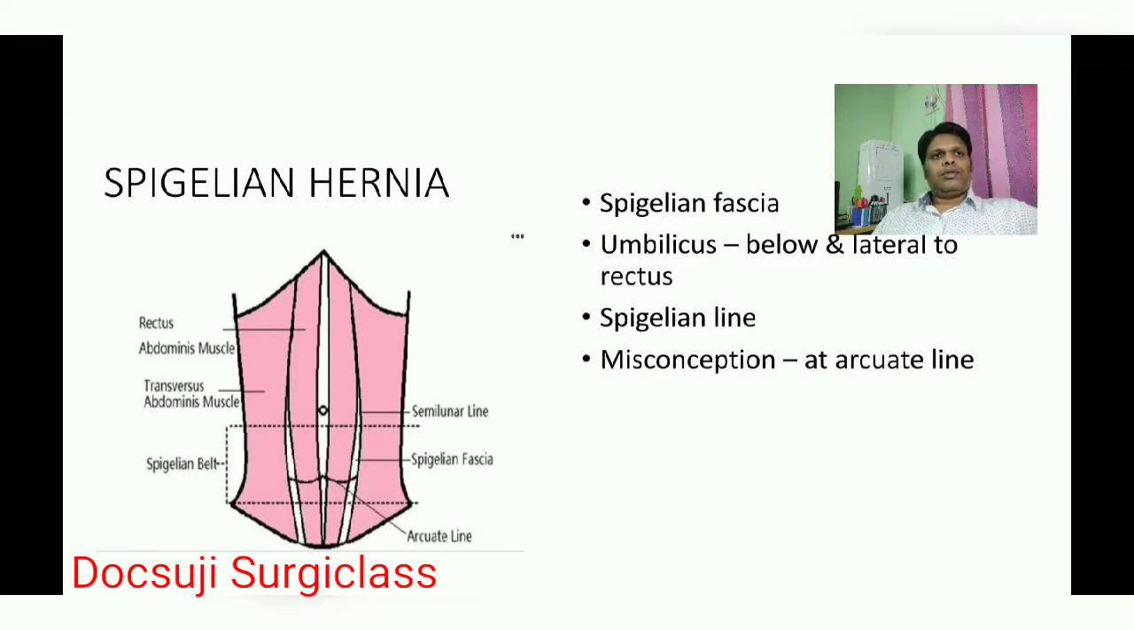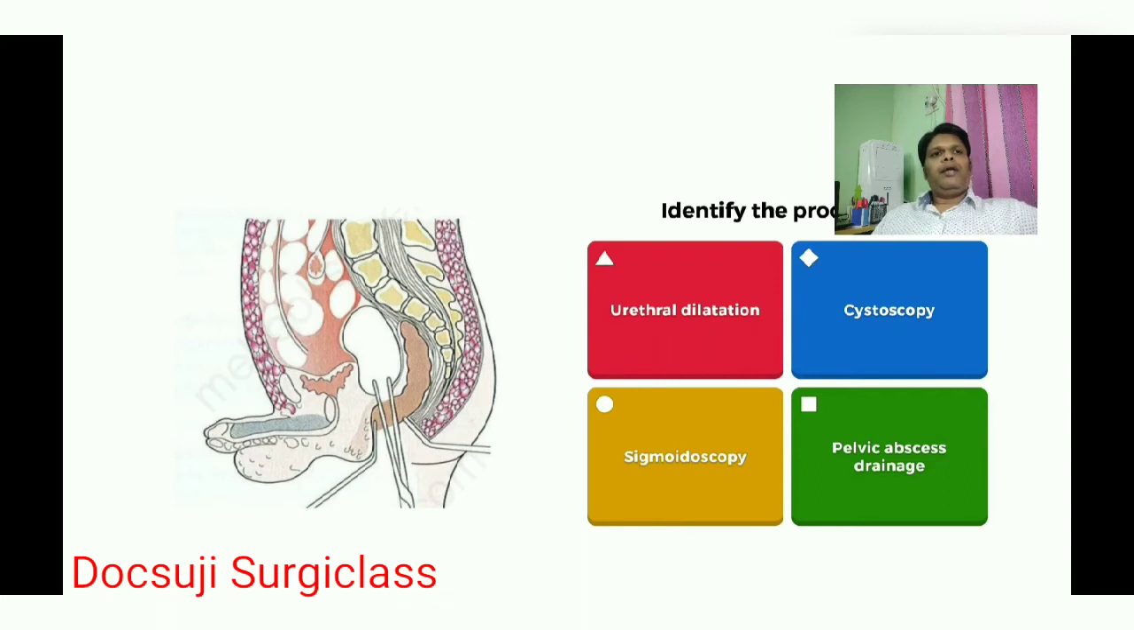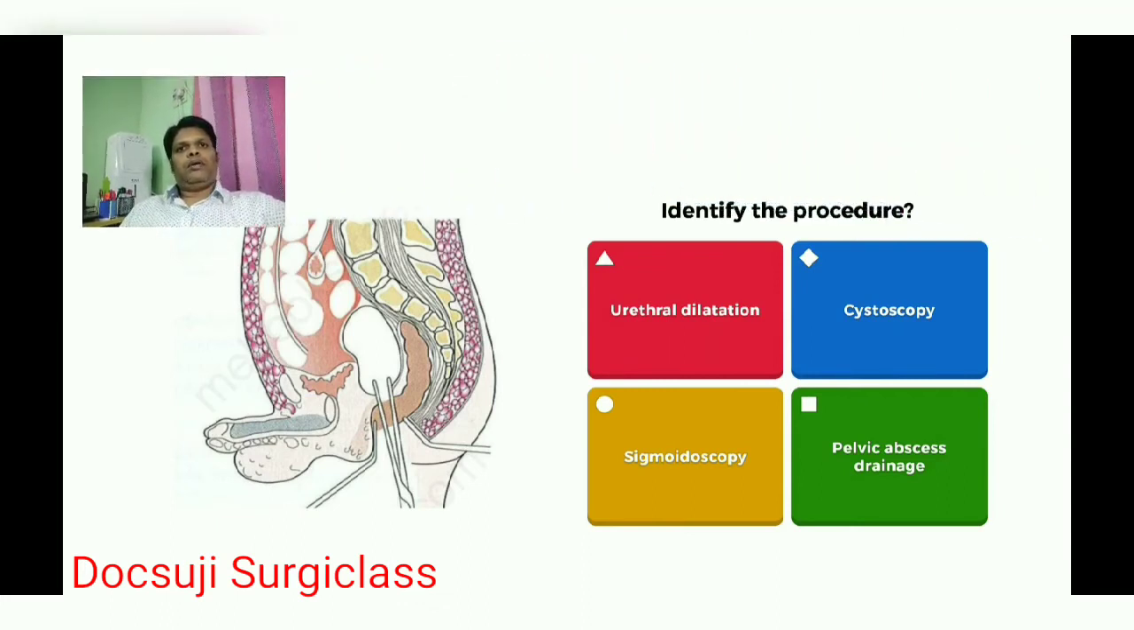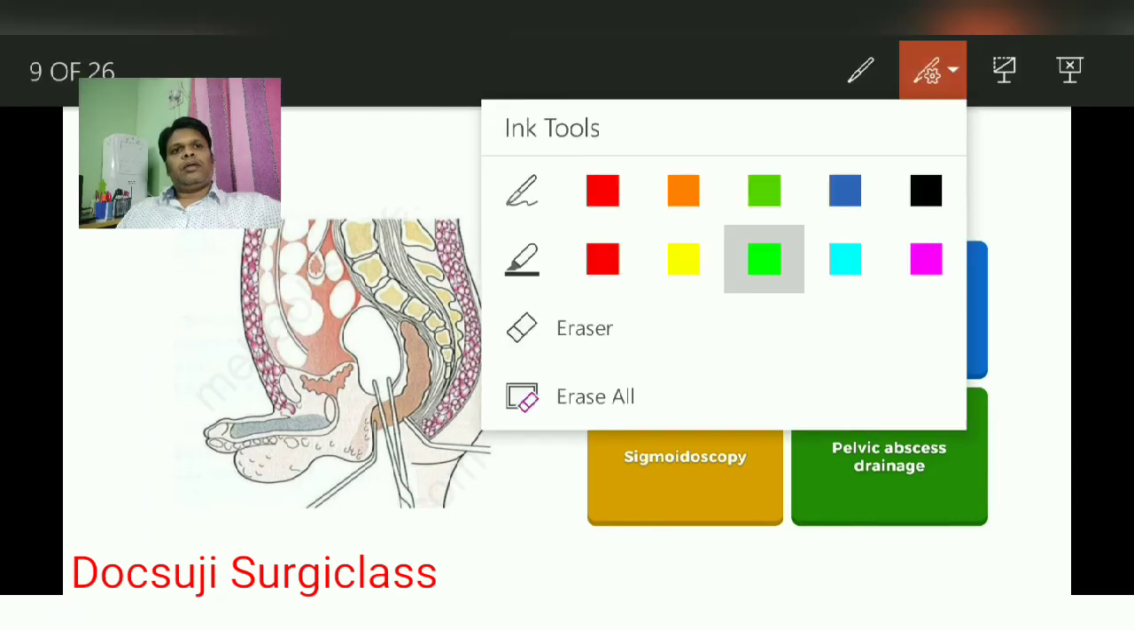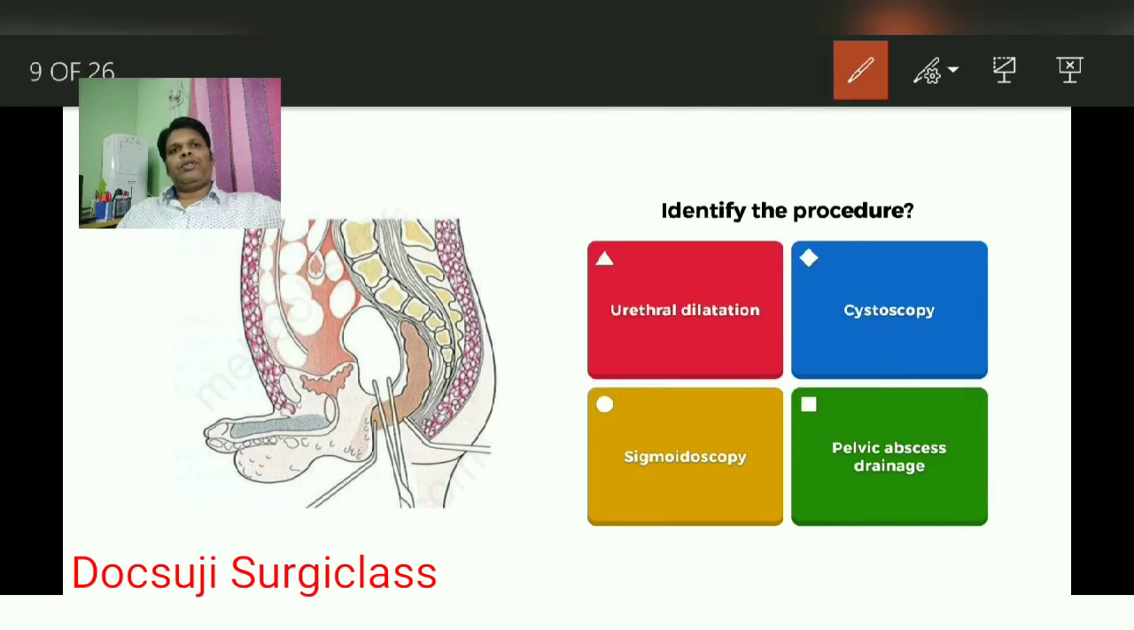I'll go to the next question. Identify the procedure. Here 4 options are there. Number 1, urethral dilatation, which is a procedure for stricture urethra, where you introduce your dilator instrument into the urethra. Here there is no picture like that. Urethral dilatation is ruled out.